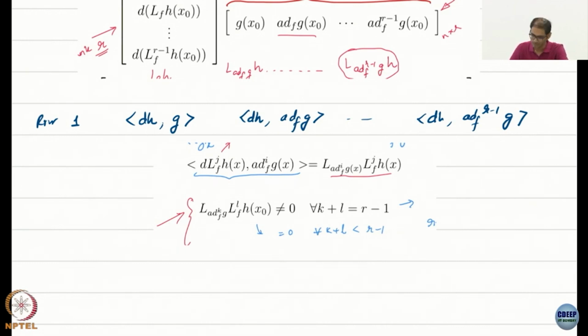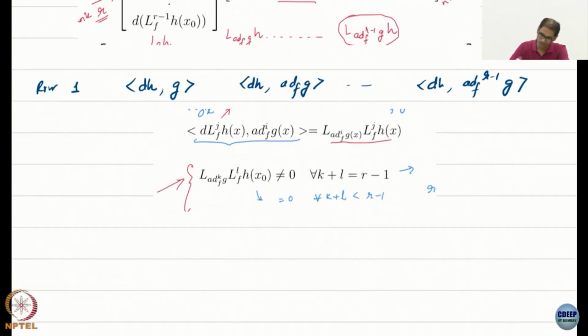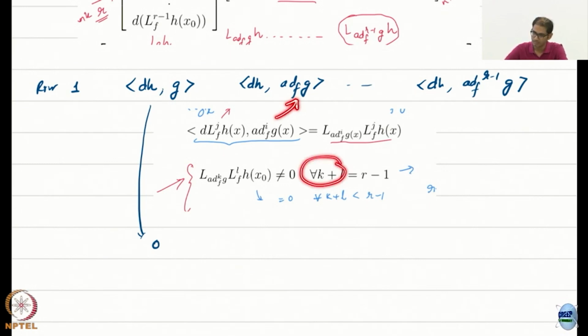In this case, j is 0 and i is 0, so k is 0 and i is 0, and their sum is 0, which is less than R minus 1. So basically their inner product is 0. Great. What about the second one? Again, j is 0. What is i? 1. Their sum is 1, again less than R minus 1, so the inner product is 0. Keep going on and you will get zeros everywhere.